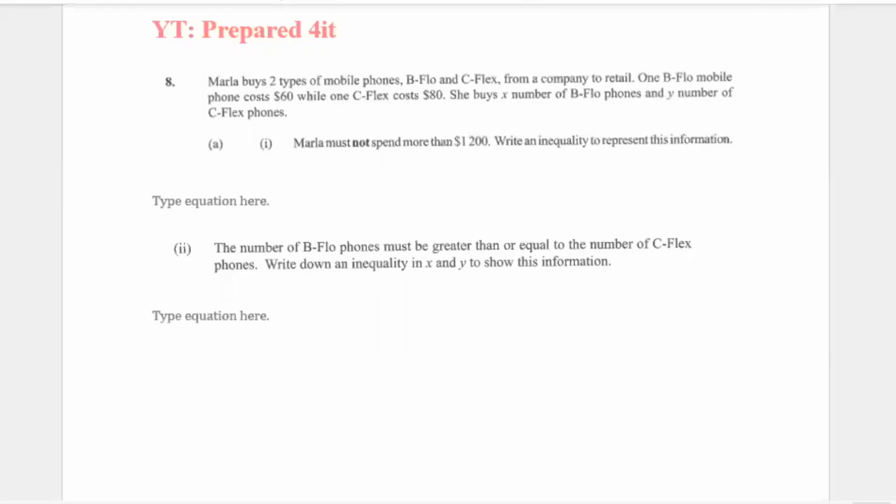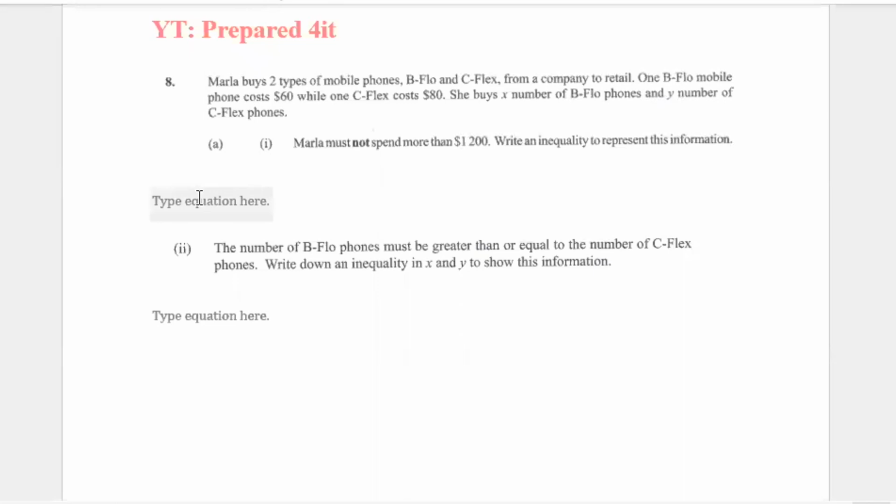So question 8, June 2021, it says Marla buys two types of mobile phones, the B Flow and the C Flex, from a company for retail. One B Flow phone costs $60, one C Flex costs $80, and she buys X number of B Flow phones and Y number of C Flex. Part A1 says Marla must not spend more than 1,200, and they want us to write an inequality to represent this information.